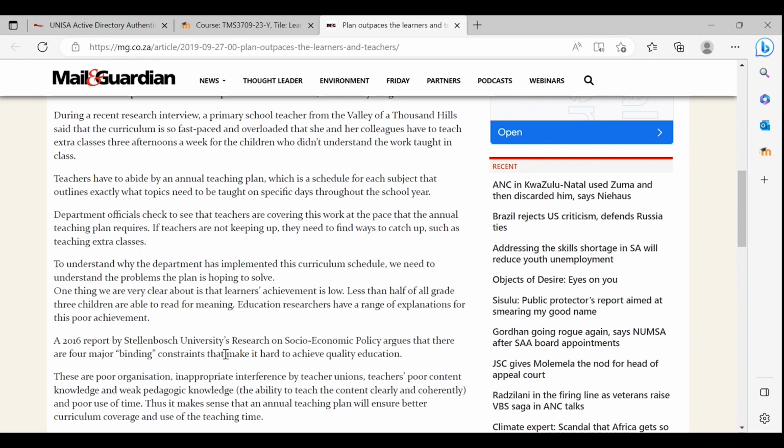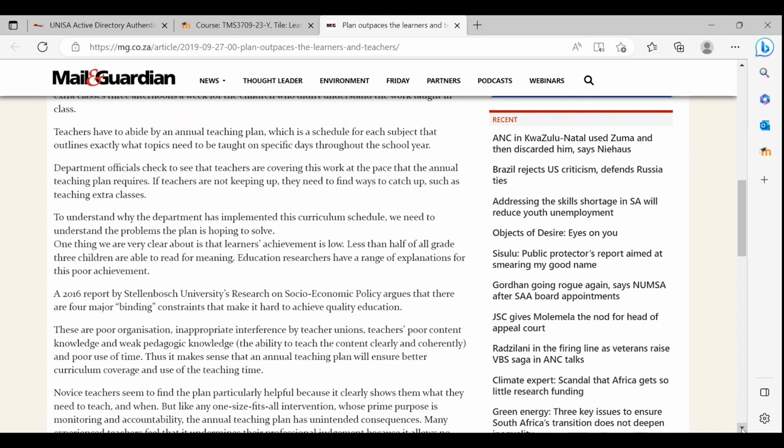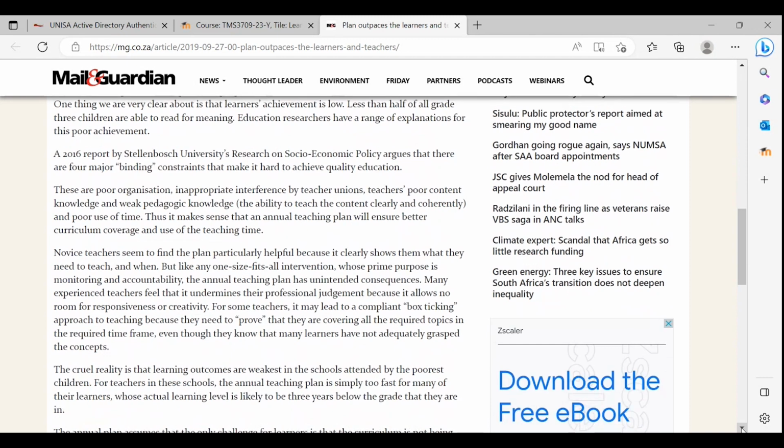A 2016 report by the Stellenbosch University Research on Socioeconomic Policy argues that there are four major binding constraints that are making it hard to achieve quality education. These are poor organization, inappropriate interference by teachers' unions, teachers' poor content knowledge, and weak pedagogical knowledge. What is pedagogical knowledge? The ability to teach the content clearly and coherently, and the poor use of time.